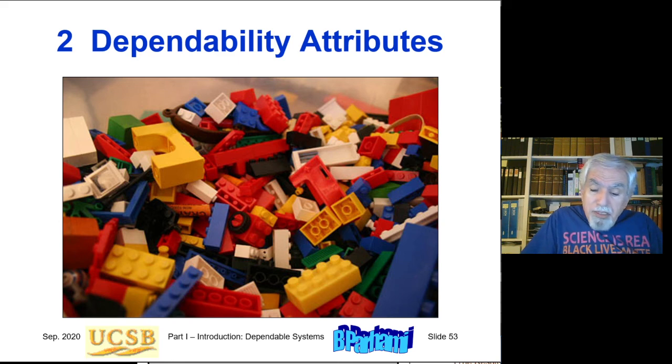The title of the chapter is Dependability Attributes. Basically, we are concerned in this chapter with quantifying dependability. How do we measure dependability? What does it mean if we say one system is more dependable than another one? In what sense is it more dependable?